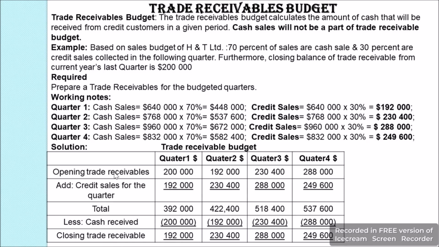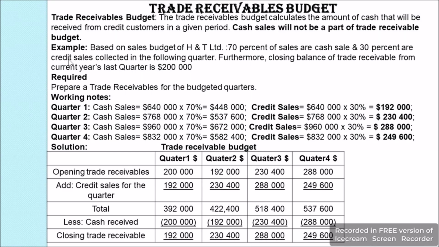We will start with the opening trade receivable. It is given here the closing balance of the trade receivable for the current year's last quarter is $200,000. This will be the opening balance for the first budgeted quarter. So we have mentioned $200,000 here. Then we add the credit sales for the quarter, which we have calculated here as $192,000. So when we total this up, we get $392,000.